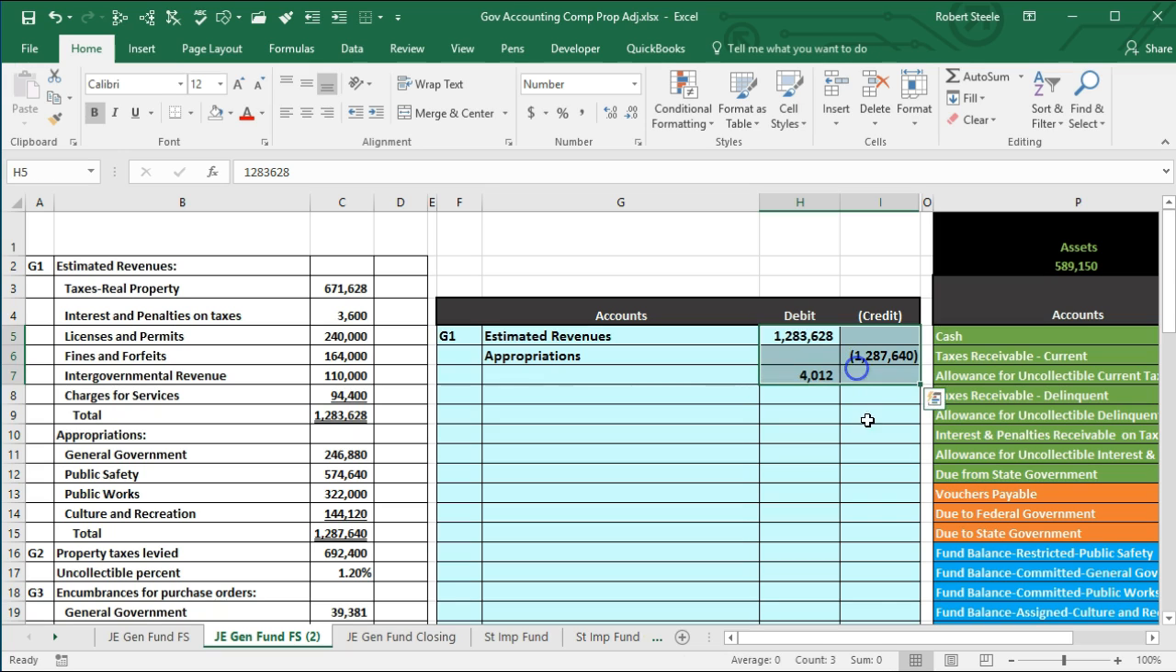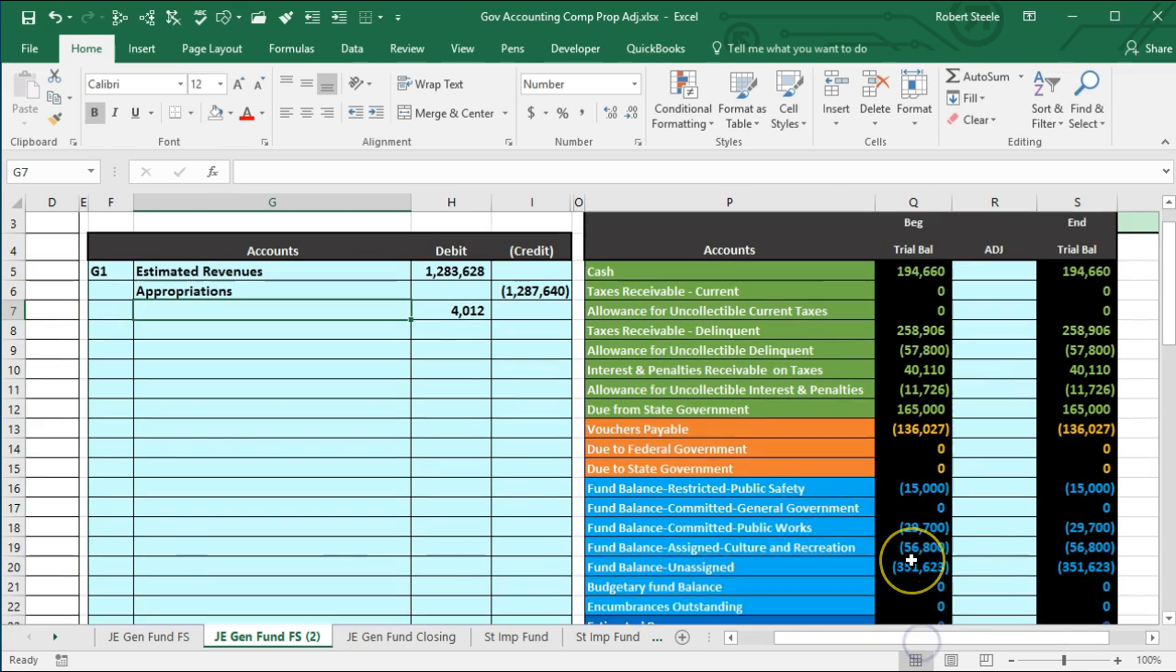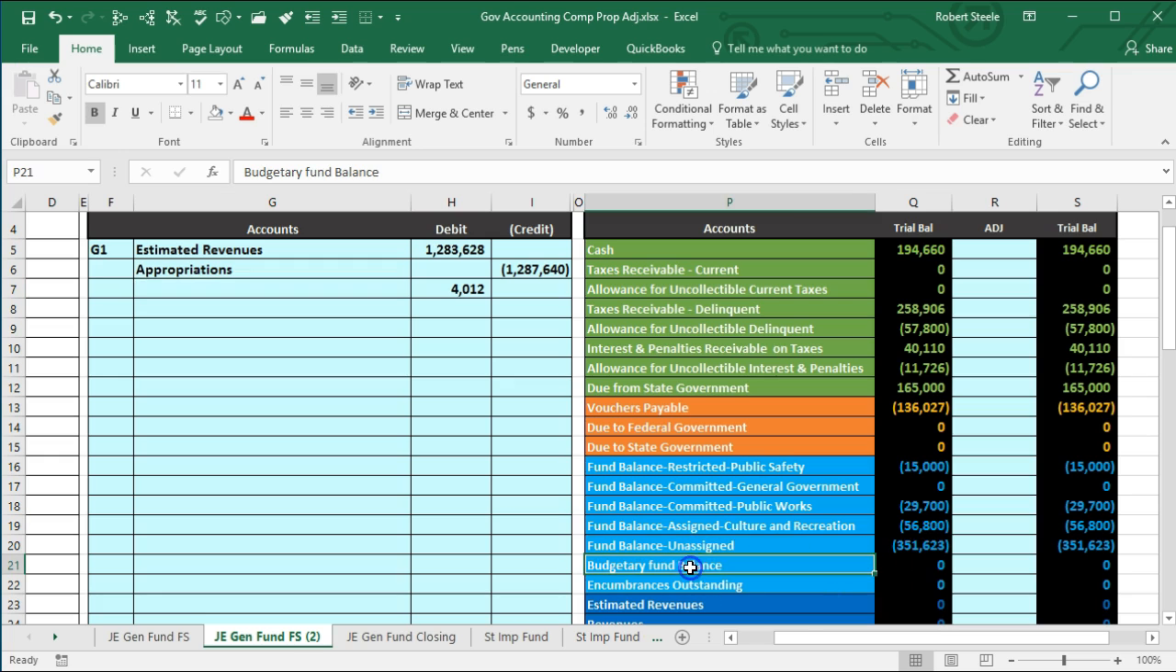And then if I highlight all of them, we are now in balance, showing by the fact that we have a 0 here if we sum them all up. Where's this difference going to go? We're going to put that to the budgetary fund balance. So we got the budgetary fund balance right here. Copy that, and I'm going to put that in G7. Right click, paste 1, 2, 3.